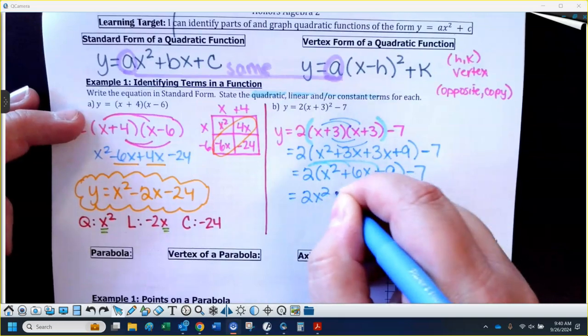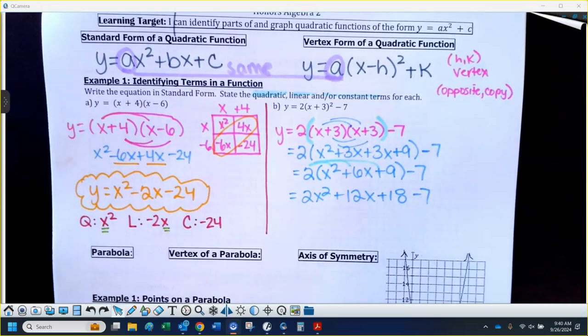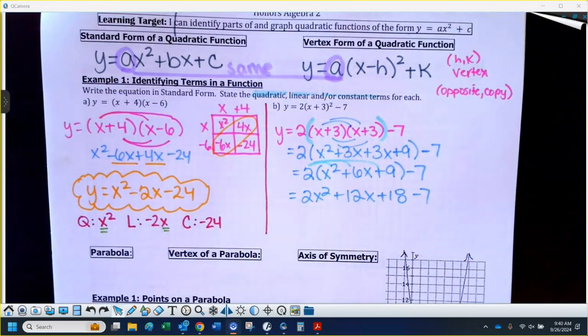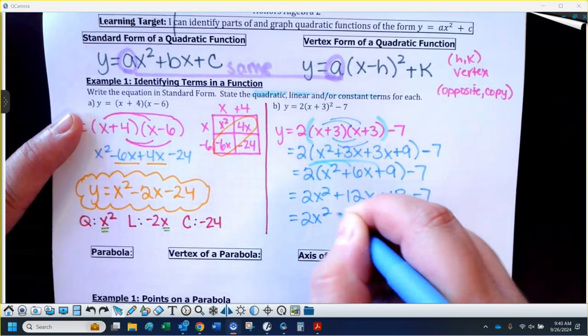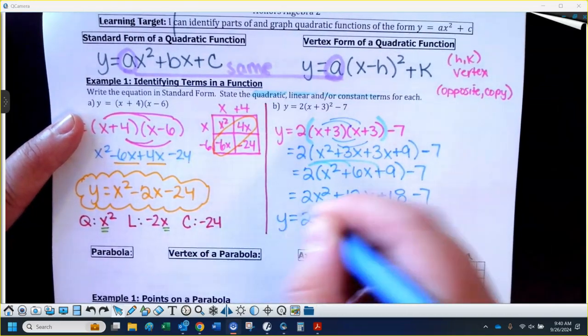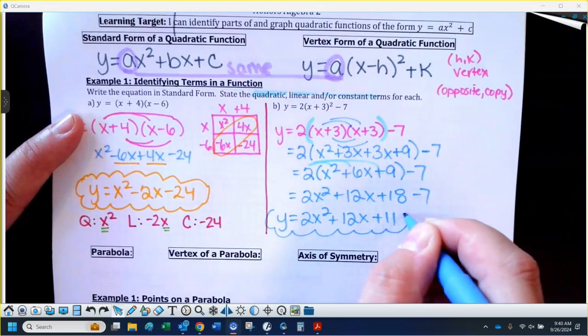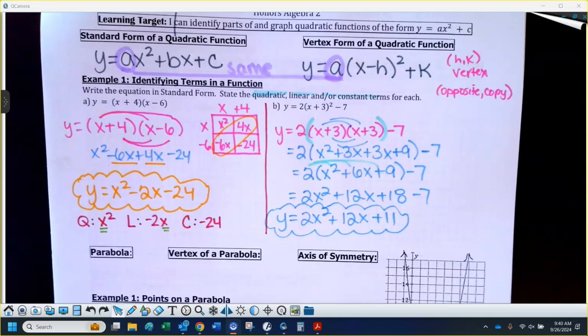So we get 2x squared plus, let's see, 12x plus 18. Don't distribute the 2 to the negative 7 because that was not being multiplied by that. But at the very end, you can actually combine that with the 18. So I get 2x squared plus 12x, 18 minus 7 is 11. And so there's that same quadratic. We started with vertex form, and we actually put it into standard form, just multiplying it out. Usually requires some kind of a foil or box, whichever one of those you like better.